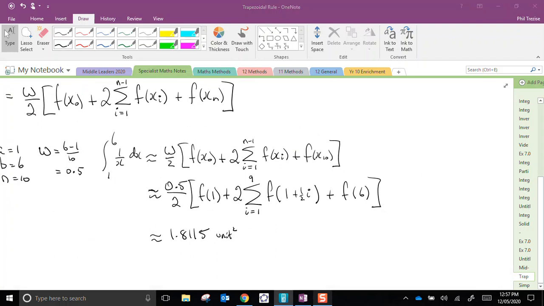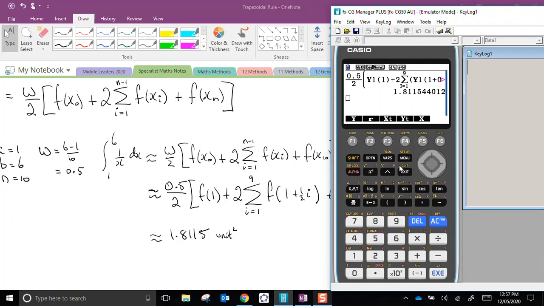So if I wanted to double check that, underneath the maths menu here, we can do an integral of our function 1 over x ranging from 1 to 6, and we get 1.79. It's a pretty close approximation. This trapezoidal rule is not too bad.